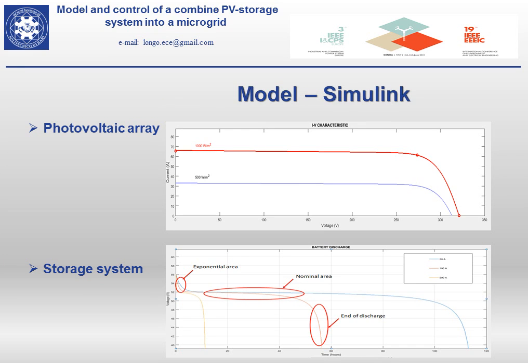So the first step was to model the photovoltaic array and the storage system. So we have chosen to select existing block of the Simulink library. So you can see that we retrieve the common IV characteristic with different value of irradiance, and that we also retrieve the common battery discharge response. So we have selected the model of lithium-ion battery.